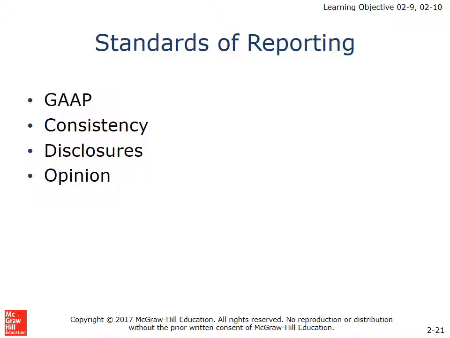The last are the standards of reporting. First is GAAP, and it's basically saying the report, so our actual audit report, will state whether the financial statements are presented in accordance with GAAP, meaning the financial statements follow generally accepted accounting principles. They're not doing their own thing. There's consistency. The report shall identify circumstances in which principles have not been consistently observed in the current or preceding periods.